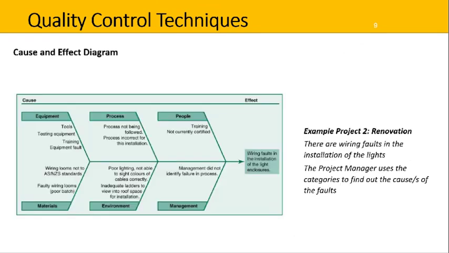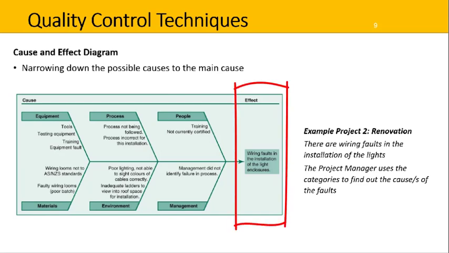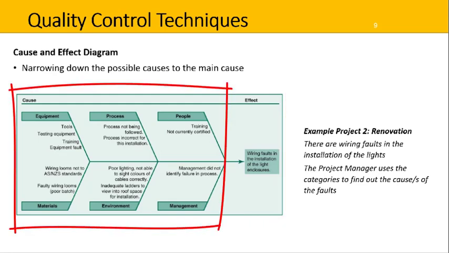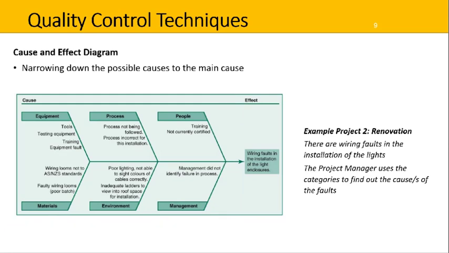Next is a cause and effect diagram. This is used to diagnose and solve a performance issue by narrowing down the possible causes of the main issue. And we start by identifying the effect, that's on the right. And then we use categories over on the left to uncover the possible causes. And this is often best done through brainstorming or gaining input from others on a project.